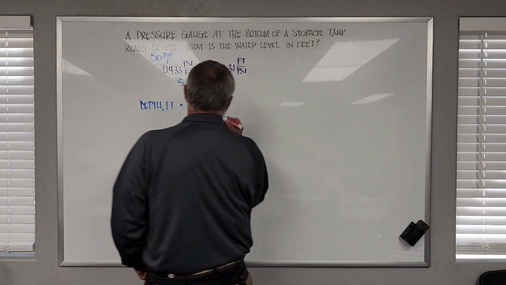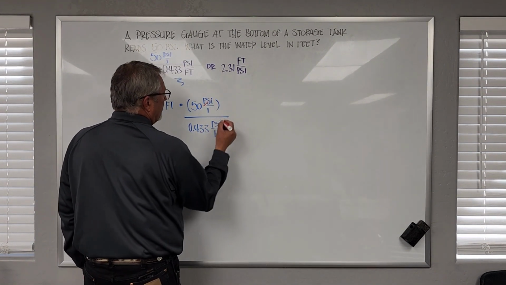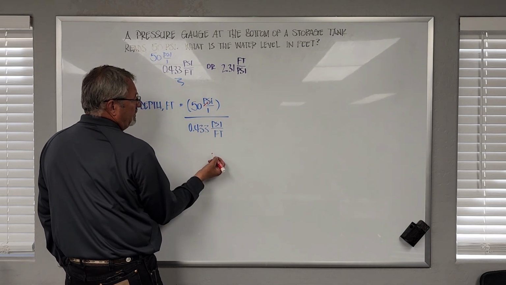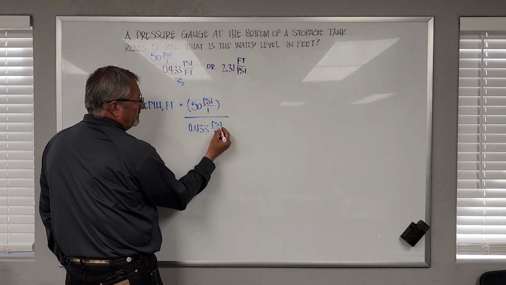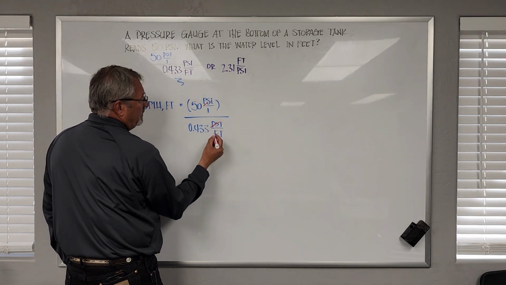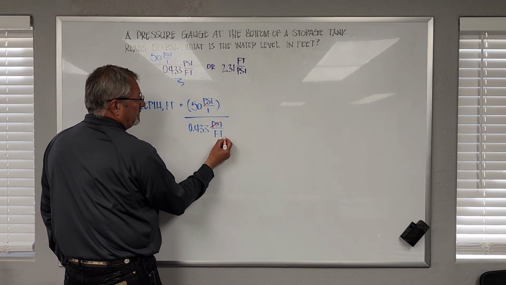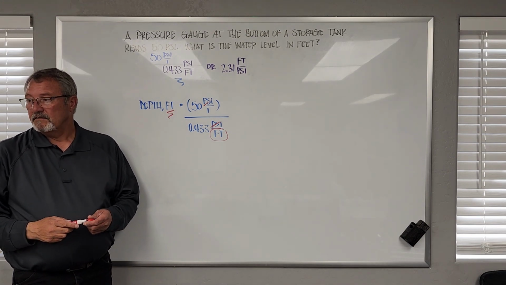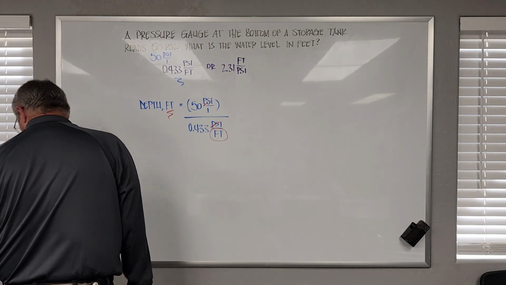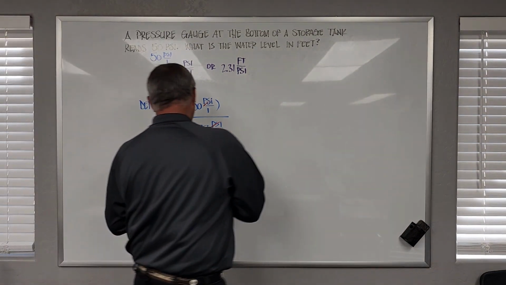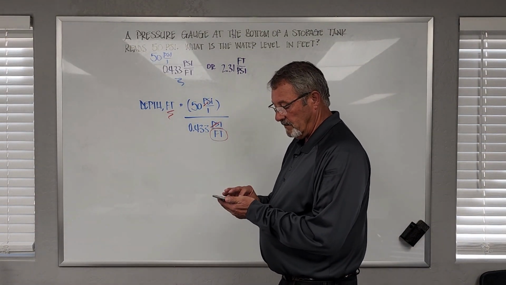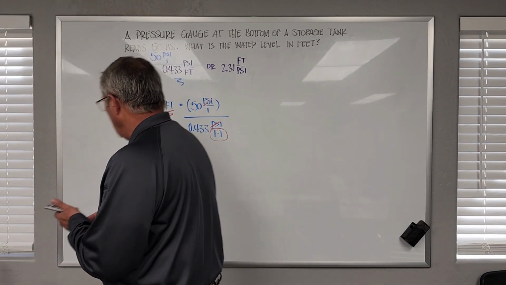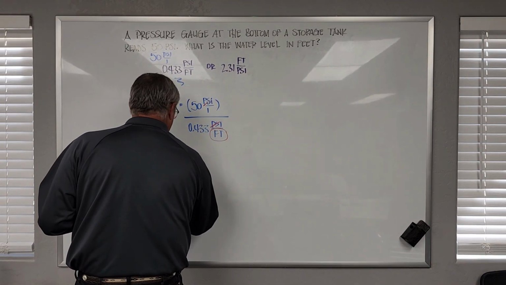I can take this PSI and I can cancel it out because it's over the division line. I have a division line here with this unit of measure. PSI is over the division line here. That means I can cross cancel these out. I'm left with feet, which is the unit of measure that I'm looking for. Now it comes down to doing the math. 50 divided by 0.433 gives me 115.47 feet.